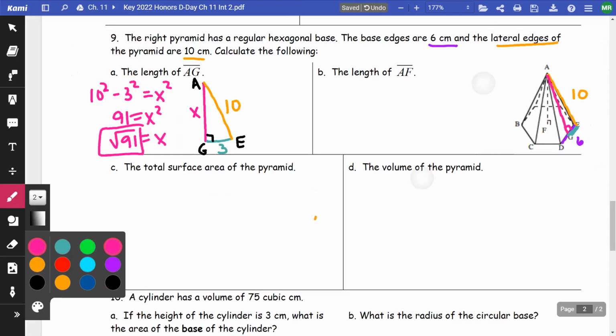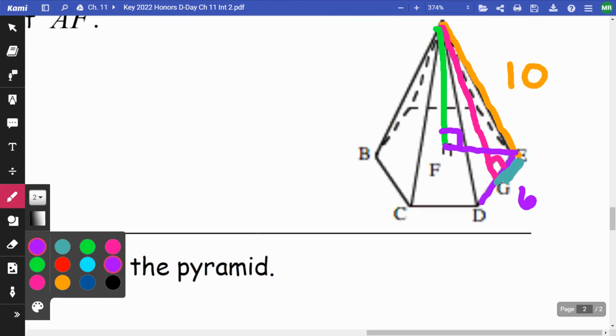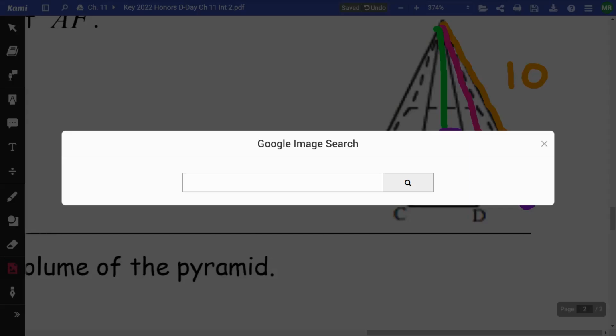Okay, then they want us to find AF. In this picture, AF is going to be from here to here. So that is going to be the height of my pyramid. Now, I can use this and connect it to different spots, but the spot I'm going to connect it to is from F to E. And you'll notice I'm drawing that in purple. The reason I'm drawing that in purple is because I have a hexagon, and let me just get a hexagon real quick.